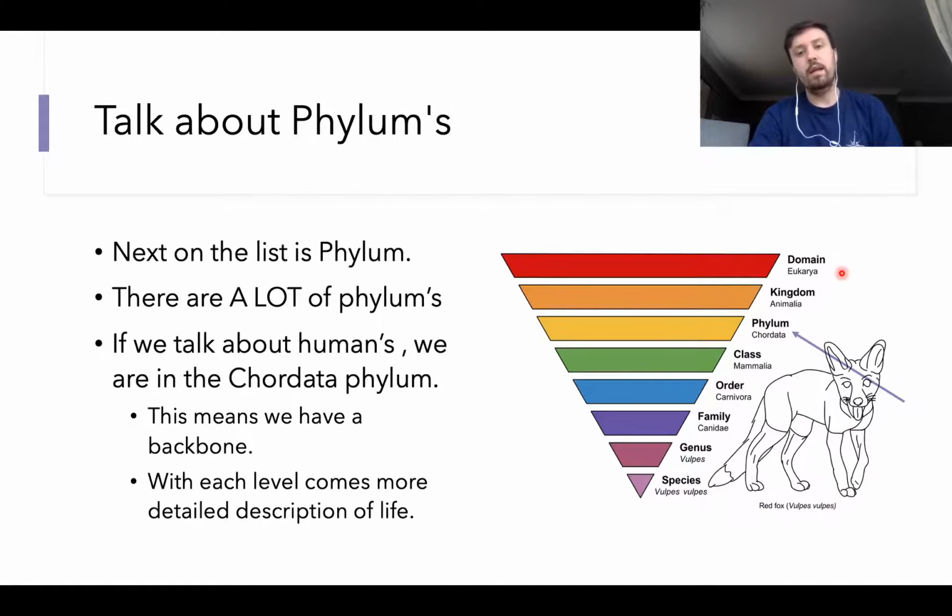But as we move down this list on the right, from domain to kingdom to phylum to class, order, family, genus, species, you get more and more descriptive with your words. In domain, we know that the red fox is in the domain Eukarya because it has eukaryotic cells. It has animal cells. We know that it is in the kingdom Animalia because it's an animal. And then we know it's in the phylum Chordata because it is an animal with a backbone. So as we keep going down, you get more and more descriptive.